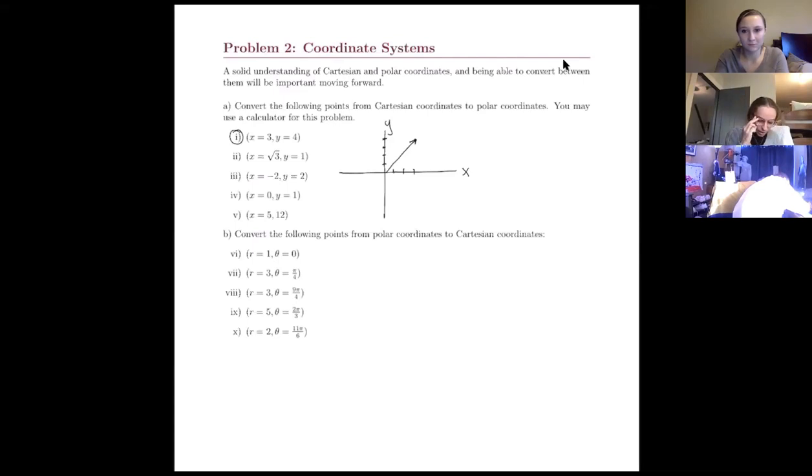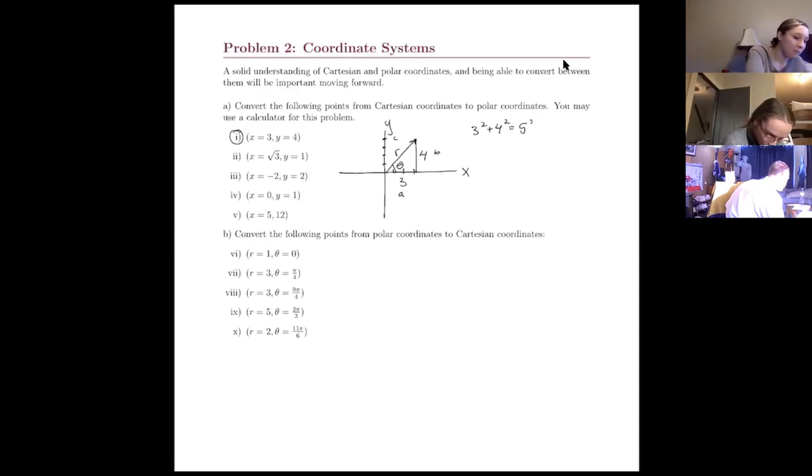So if we're trying to get polar coordinates out of it, the two things we need to know are theta, the angle, and r, the distance from the origin. So for 3, 4, you can use a right triangle and a squared plus b squared equals c squared, just the Pythagorean theorem. So 3 squared plus 4 squared equals 5 squared. I just did that in my head, but it's a 3, 4, 5 triangle. You see them a lot, so you just end up knowing those.